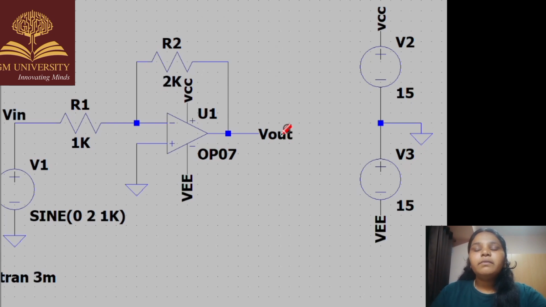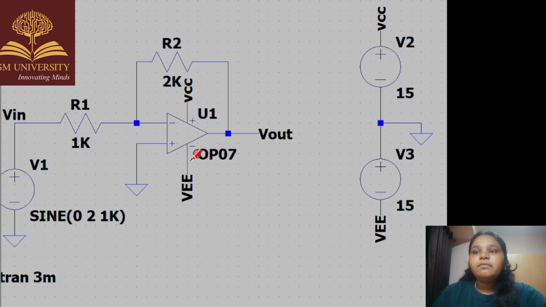V1 is a sine wave signal source. V2 and V3 are the power supplies for the op-amp. Vin is the input signal and Vout is the output signal. We have given the input as a 0 volt average, 2 volt peak amplitude, and 1 kHz frequency. This signal is applied to the non-inverting input of the op-amp.